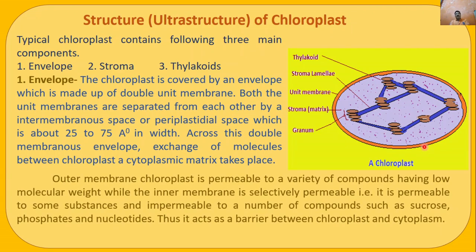Now if you see the outer membrane of chloroplast, it is permeable to a variety of compounds having low molecular weight, while the inner membrane is selectively permeable. That is, it is permeable to some substances and impermeable to a number of compounds such as sucrose, phosphatidase, and nucleotides. So thus it acts as the barrier between chloroplast and cytoplasm. So if you see this membrane, it is sometimes permeable to some components, but sometimes it is impermeable to some important components.